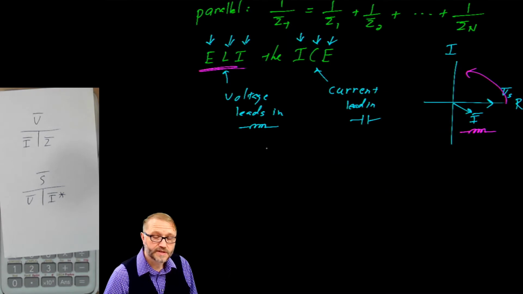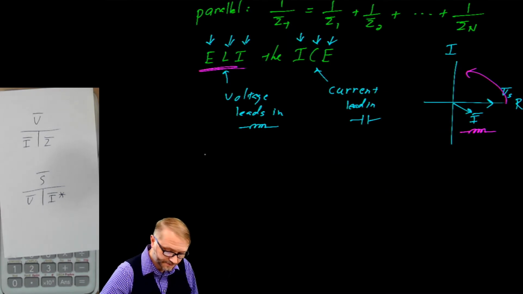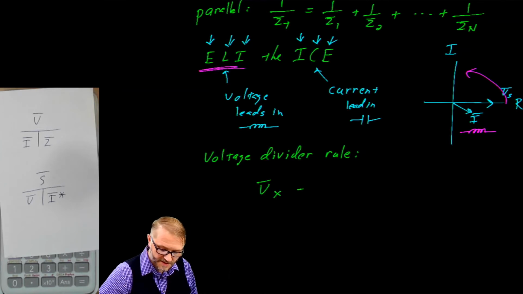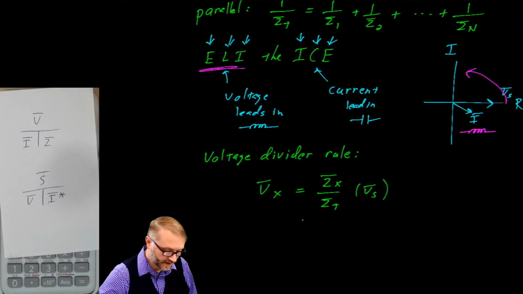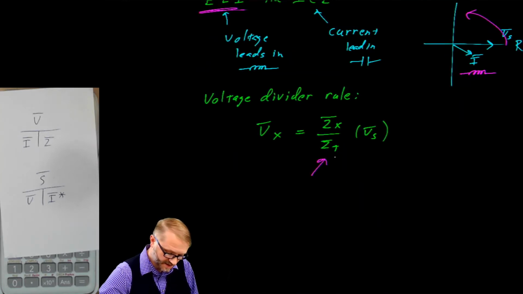We've used the voltage and current divider many times at this point. The voltage of interest is equal to the impedance of interest over the total series impedance times the source voltage. We have to make a big caution here that this is the total series piece.